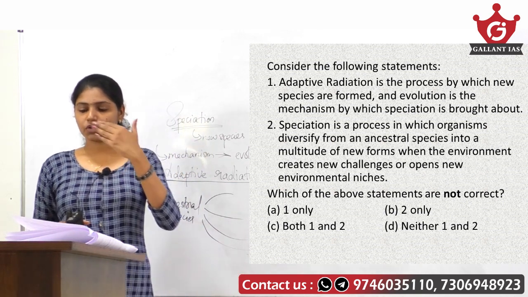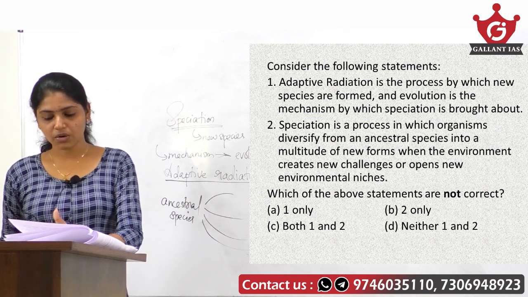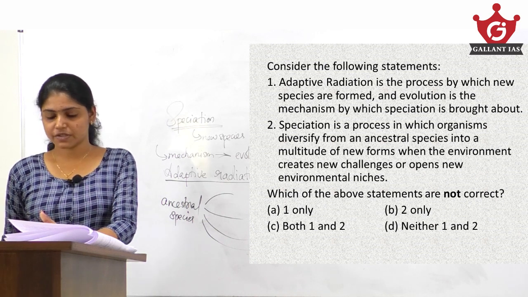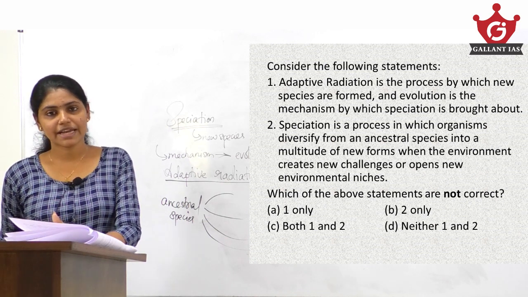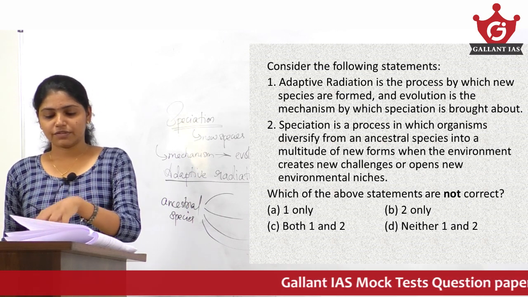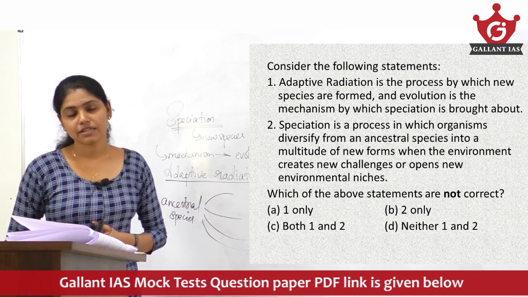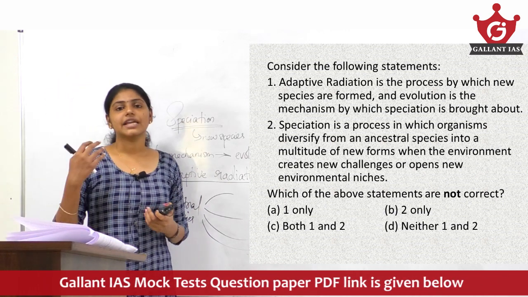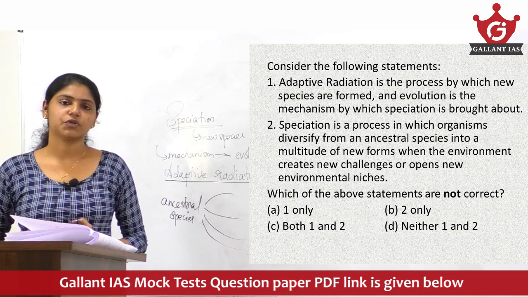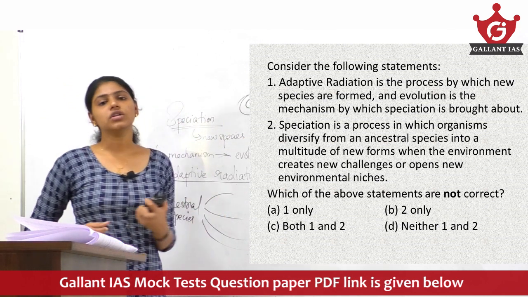So here, both the concepts are being interchanged. That is, the first statement is wrong. The first statement actually describes speciation and not adaptive radiation. And the second statement is adaptive radiation and not speciation. Right. So the first statement is wrong as well as the second statement is wrong. Here the question asks to pick out the incorrect statements. So both are incorrect. Our answer here turns out to be option C, both 1 and 2.